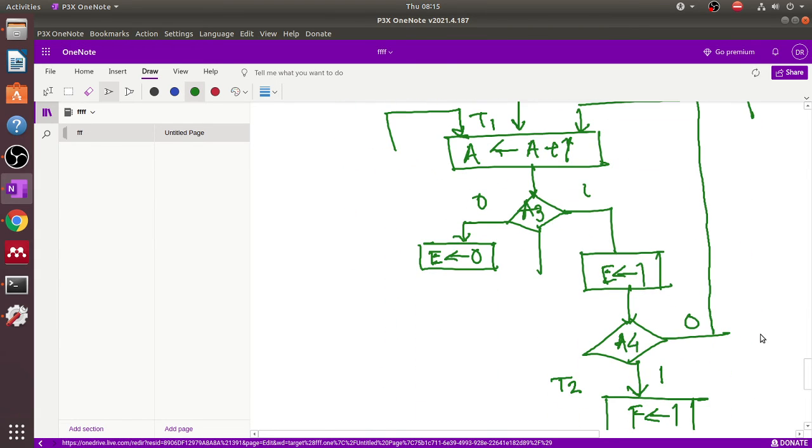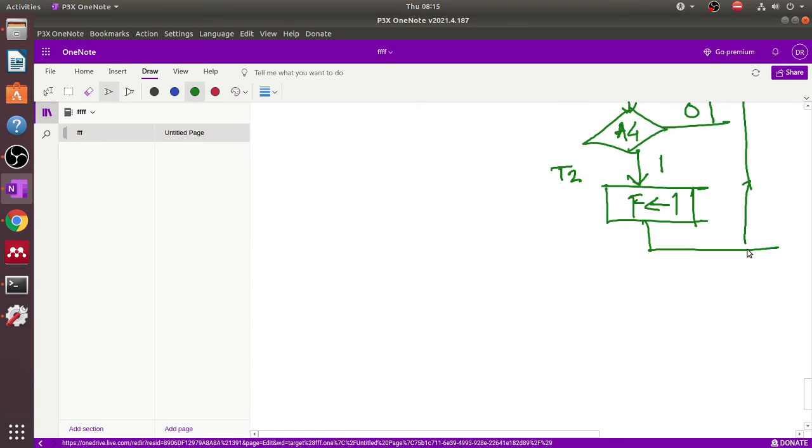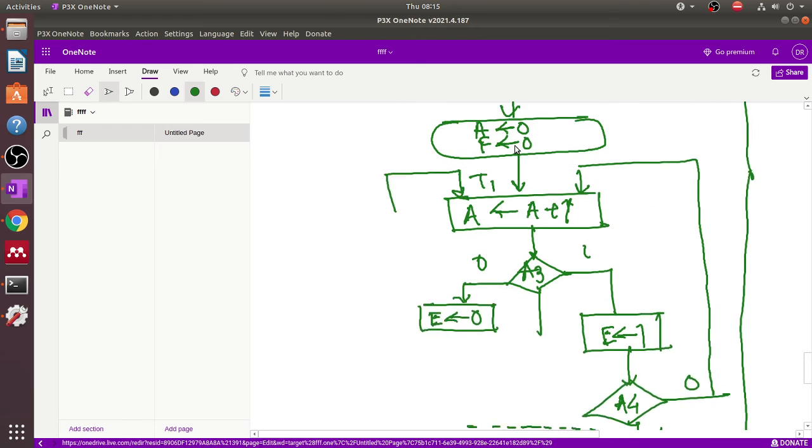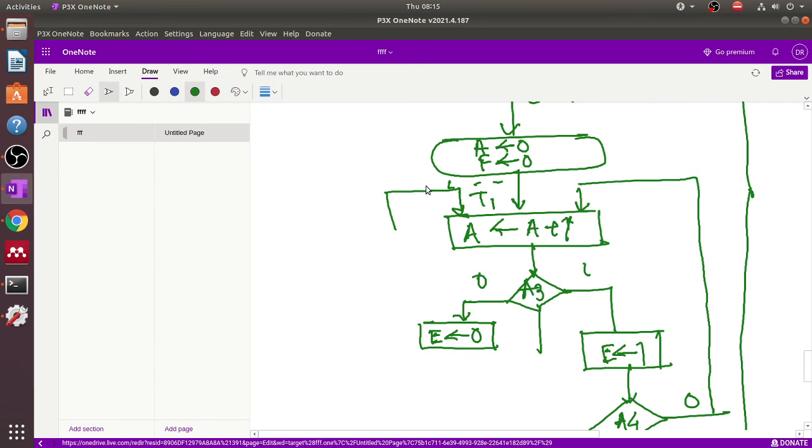So this state is basically connected from this. This is the total timing state. Here one timing state T2, here one timing state T1, and one thing should be remembered: here when E tends to 0, this comes back again here. So this is the ASM chart for this system designing.